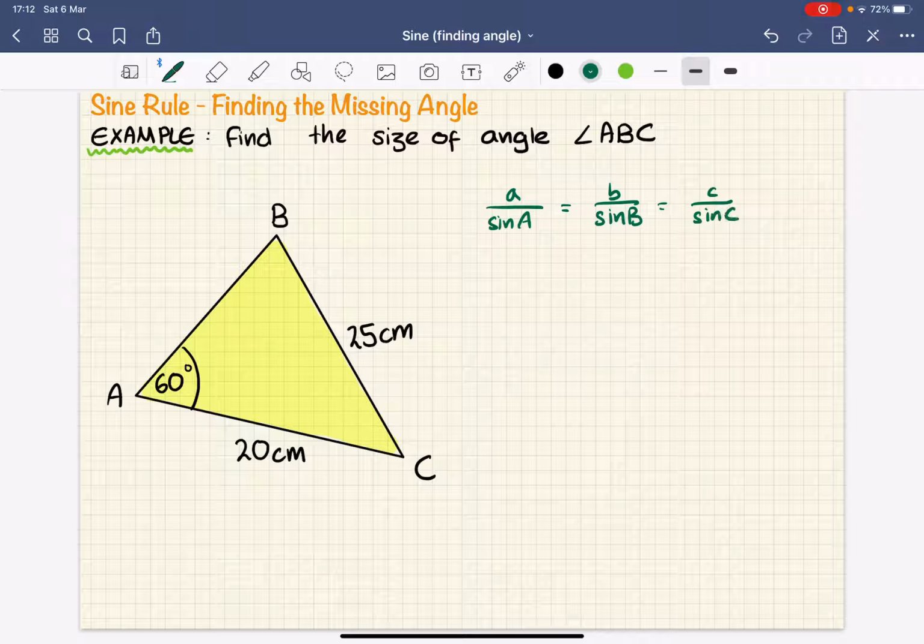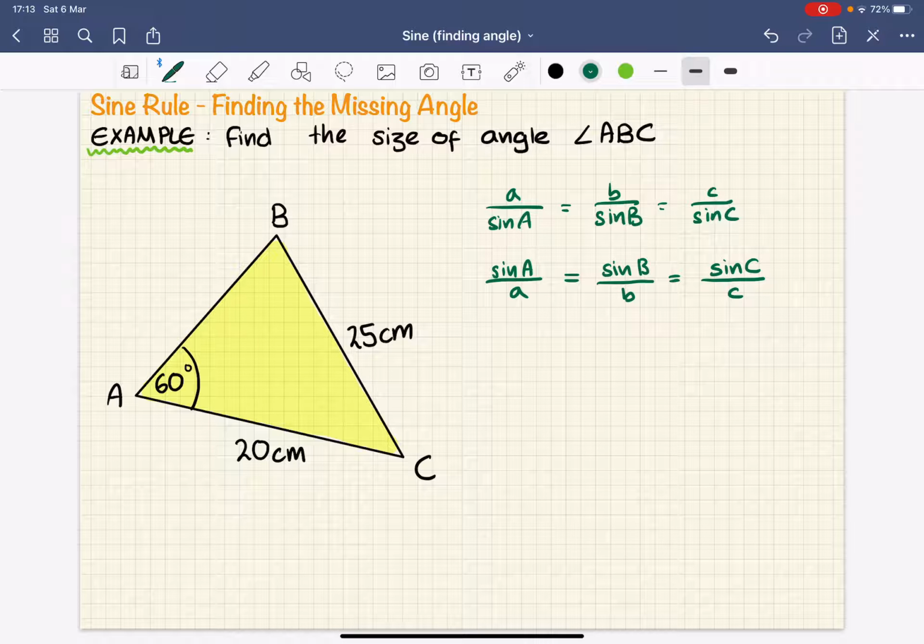The issue we currently face is the method for rearranging that we've used before. We don't know how to do it when we've got something on the bottom. So what we're going to do is take this entire formula and flip the whole thing upside down. So all the sine A's, B's and C's are going to go on the top, and then our lowercase letters are now going to be on the bottom. And then this formula is ready for us to substitute into and do our usual rearranging trick.